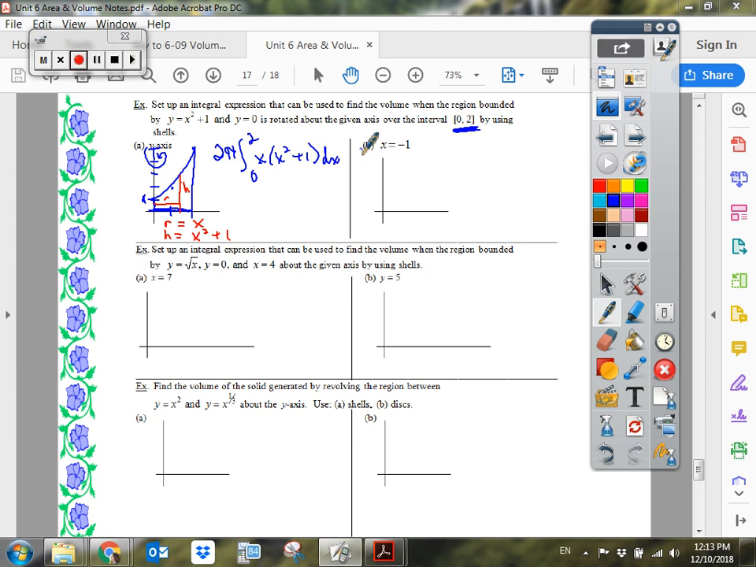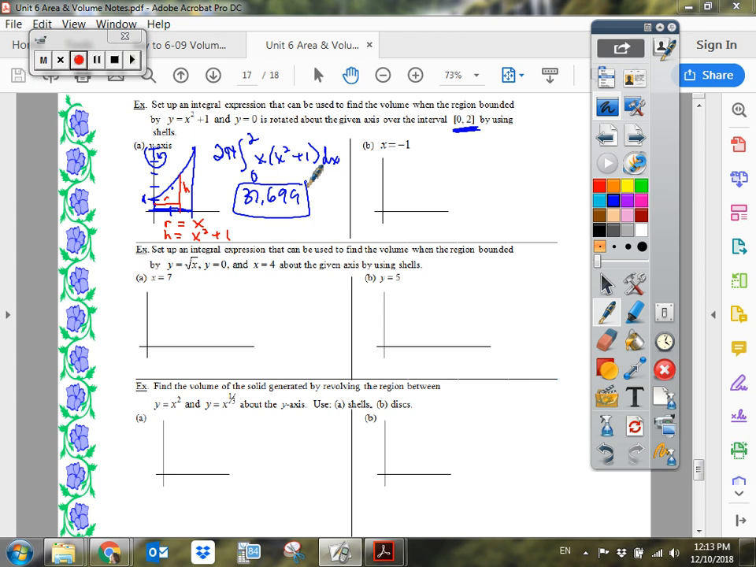Hopefully you all have your calculators with us. We are still working with calculators on this unit. So we put that in our calculator and we get 37.699. Okay, so that is the volume of that figure.